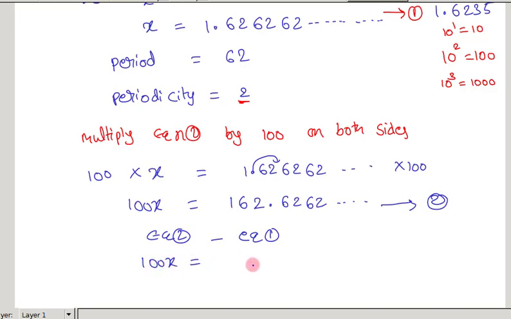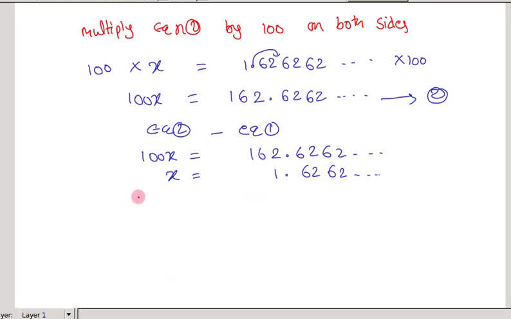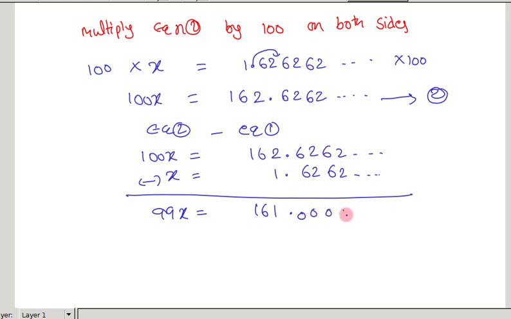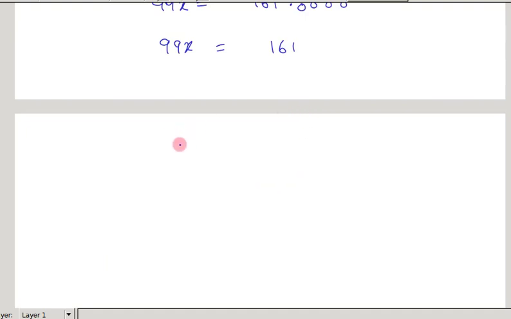Equation 2 is 100x is equal to 162.6262 and so on, and equation 1 is x is equal to 1.6262 and so on. Okay, now on subtracting, 100x minus x, that is 99x, is equal to 162 minus 1, that is 161. Point, here 6 minus 6 is 0, 0, 0, 0. So 99x is equal to 161. From this we can write x is equal to 161 by 99.